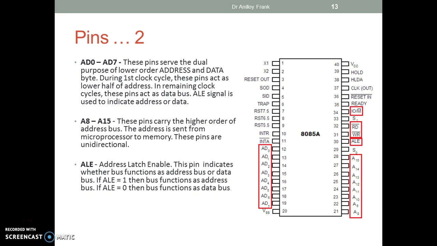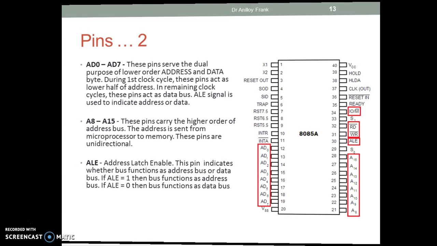A8 to A15. These pins carry the high order address bus. The address is sent from the microprocessor to memory. These pins are unidirectional. ALE, the address latch enable. This pin indicates whether the bus functions as address bus or data bus. If ALE is 1, then the bus is an address bus. If ALE is 0, then the bus functions as a data bus.